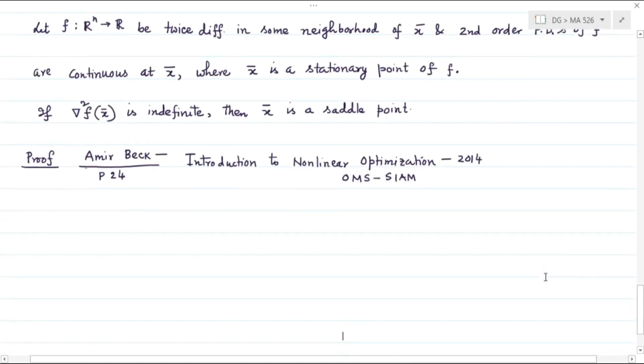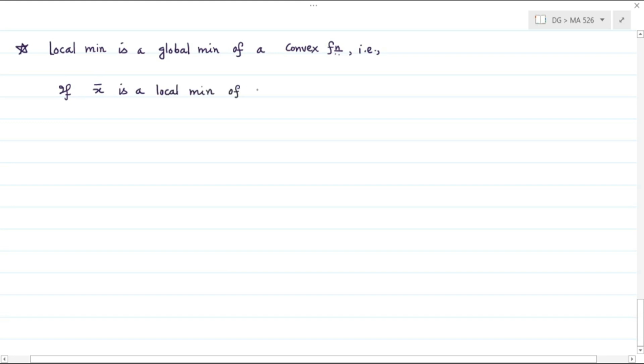Now next let me prove the most fascinating result, although I should have proved this result earlier when I was discussing convex functions; I somehow missed it. This is the important result that any local minimum of a convex function is a global minimum. To be precise, it says that if x bar is a local minimum of f, which is known to be convex, then x bar is a global minimizer. This result is true even if you restrict the function f to any given convex set. Fine. Let me prove it.